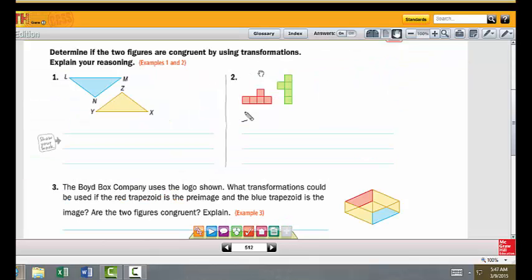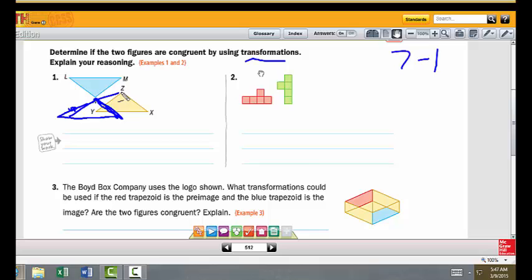Okay, here are your solutions to guided practice. This is 7-1. Determine if the two figures are congruent by using transformations. Explain your reasoning. So in this case, we could easily do either a rotation or a reflection. If we reflect this down, we would have L down here, L prime, of course. N we could leave right there. And M would come down to here, and we would have a figure that looks like this, only it would look better than that, of course.